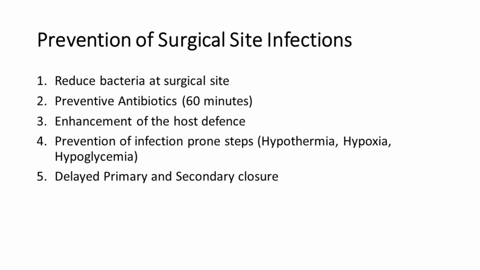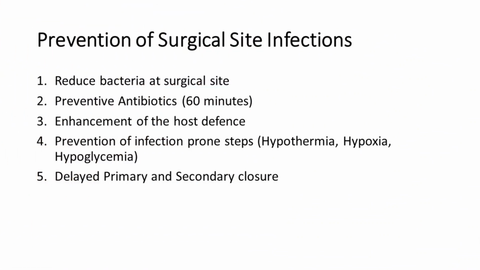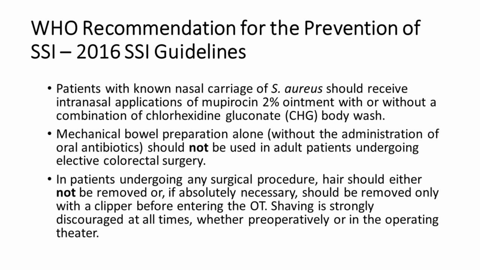Next is prevention of infection-prone steps. For instance, before the operation theatre, inside the operation theatre and after surgery, the patient has hypothermia, hypoxia or hypoglycemia. These factors can support microbes to cause the infections. Then there can be delayed primary and secondary closures as per the need and the type of the wound in any procedures. There are many opportunities for the conditions under which a surgical site infection may develop during preoperative processes.